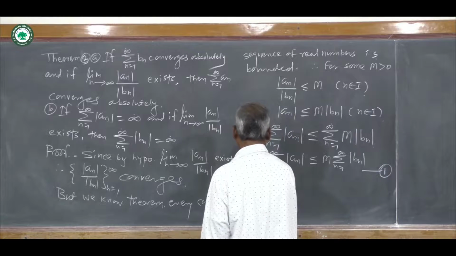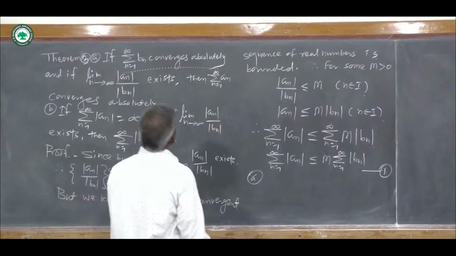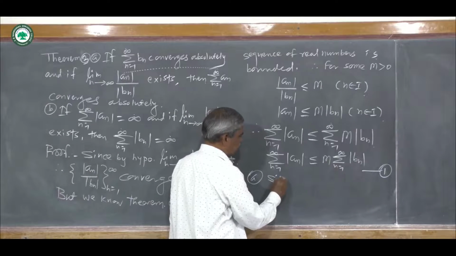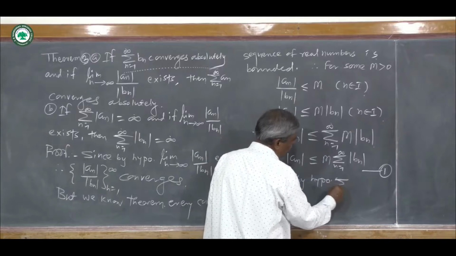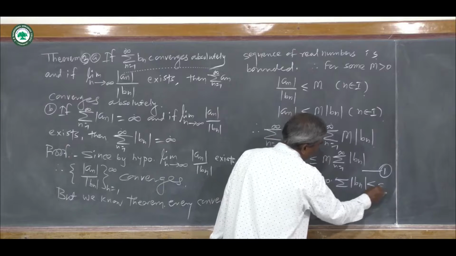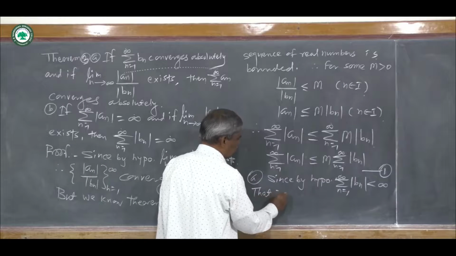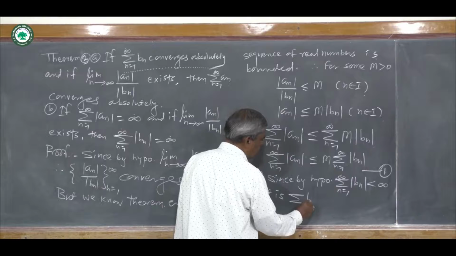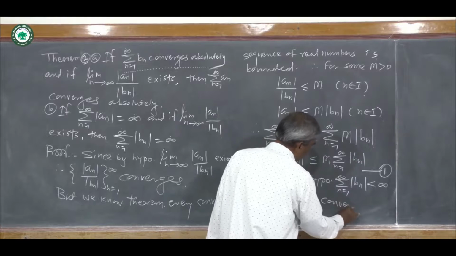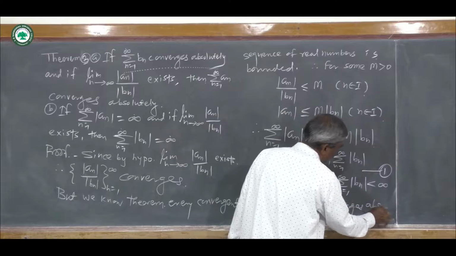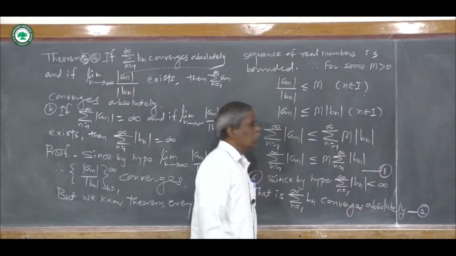Now we prove the first part, A. Since by hypothesis sigma bn converges absolutely, that is, sigma mod bn is less than infinity, sigma bn converges absolutely. This is statement number 2.